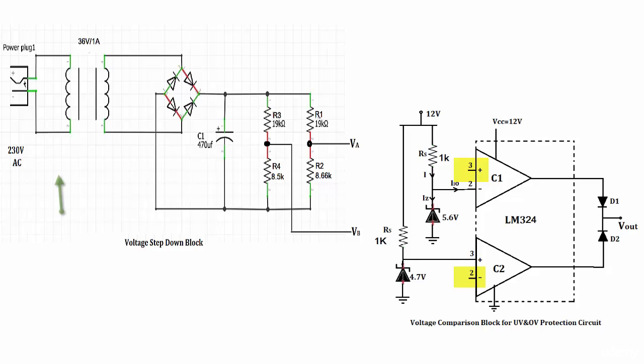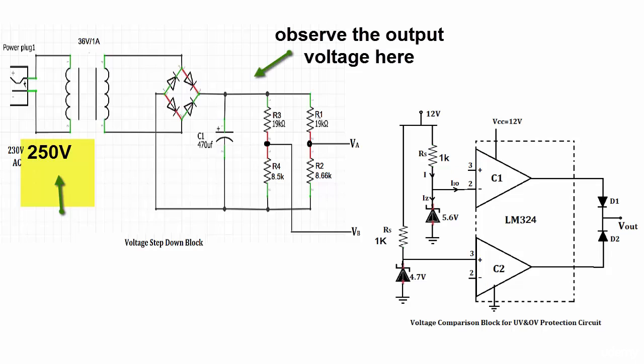Now increase the value of supply voltage to 250 volt and see what is the output of the filtering circuit. In my case, it is 18.2 volt. So we need to convert this 18.2 volt to 5.7 volt so that the C1 gives me high output. I need a voltage divider circuit to convert 18.2 volt into 5.7 volt.